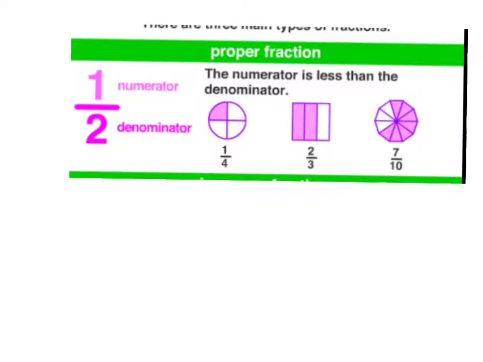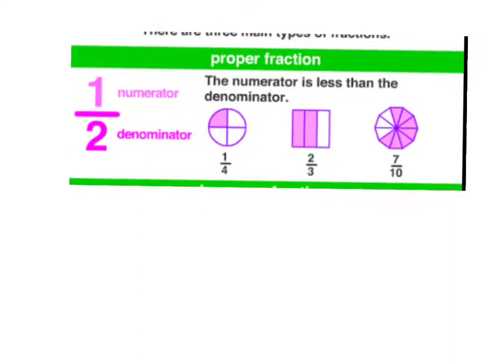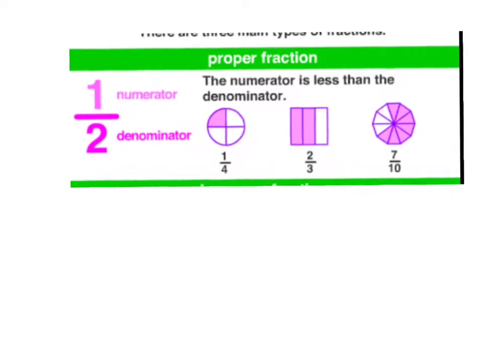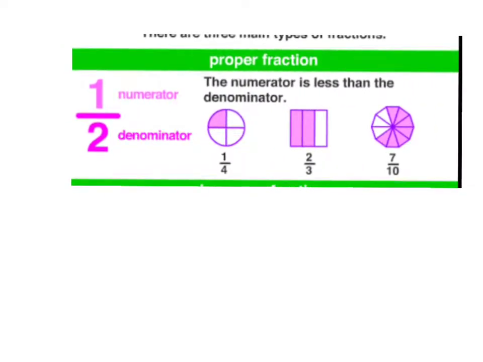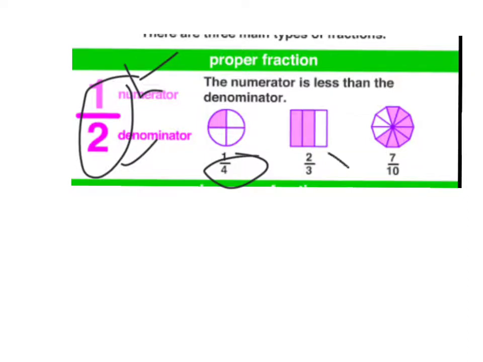Now a proper fraction is that fraction in which the numerator is less than the denominator. So a fraction in which numerator is less than denominator is called a proper fraction. जो भी ऐसा fraction जिसमें numerator less than होगा denominator, that we call a proper fraction. Here you can see 1/2: denominator is greater than numerator, or numerator is less than denominator. This 1/4: numerator is less and denominator is greater.